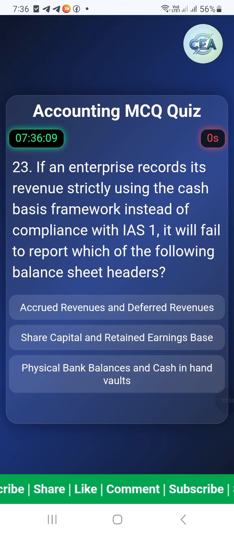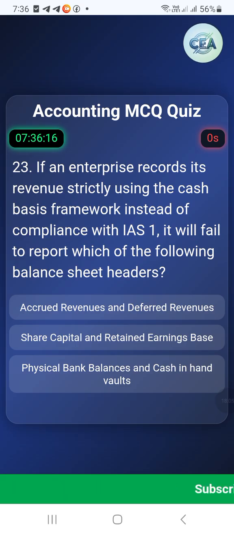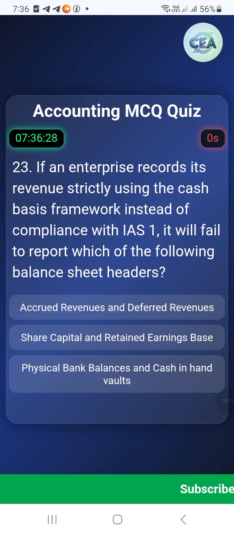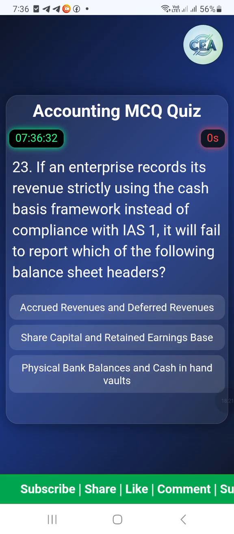23. If an enterprise records its revenue strictly using the cash basis framework instead of compliance with IAS 1, it will fail to report which of the following balance sheet headers. Option 1. Accrued revenues and deferred revenues. Option 2. Share capital and retained earnings base. Option 3. Physical bank balances and cash in hand vaults.